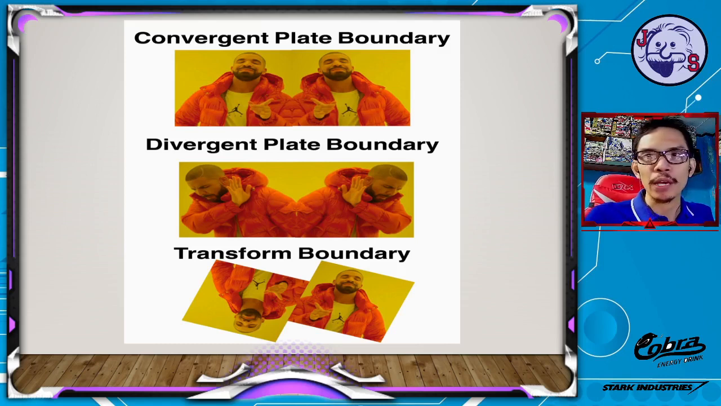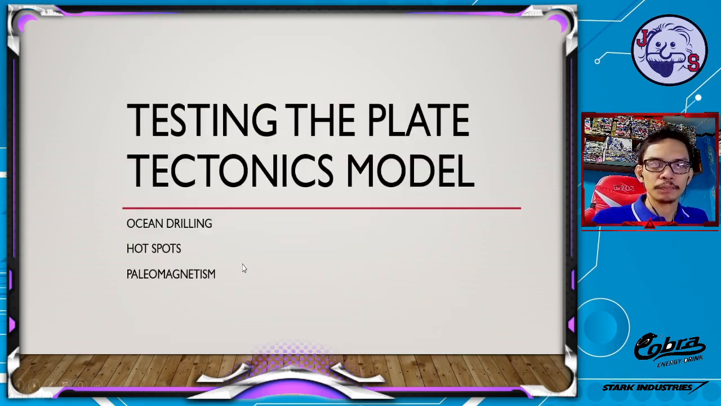In this session, we will talk about something related to these three plate boundaries, and that is testing the plate tectonics model. How do we know that those plate boundaries are valid and working? How do we know that those boundaries are true? How do we know that these plate boundaries are the cause of the motion of the continents on this planet?